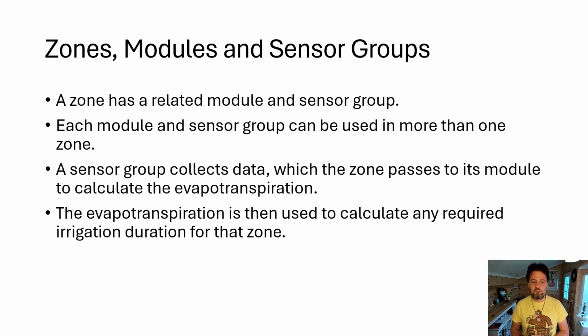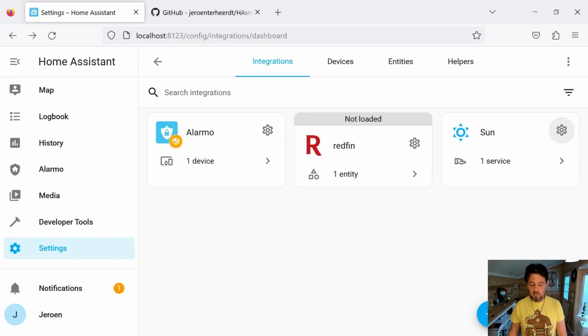Each module and sensor group can be used in more than one zone, and each sensor group collects the weather data from, let's say, a weather service or Open Weather Map, as we'll see, or from your weather station, which then is passed to the zone, which the zone then passes to the calculation module to calculate exactly the evapotranspiration, which is the change in the bucket value for that zone. And then if the bucket is below zero, that value is then being used to calculate any required irrigation duration for that zone specifically. Okay, so now let's look at how to set this up.